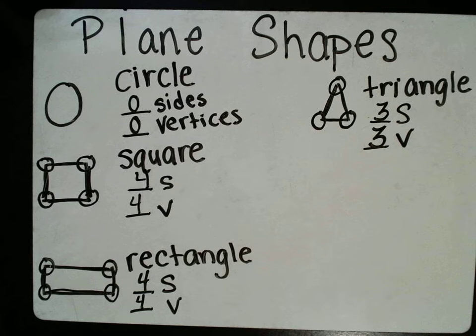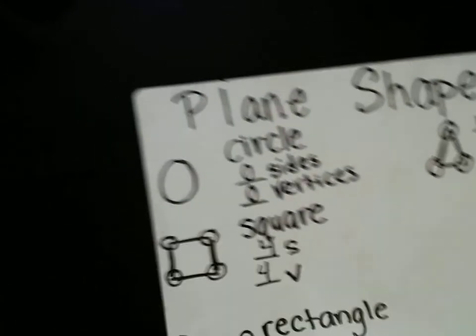So again, plane shapes, we can describe the shapes using the number of sides and vertices, and for some of them we have to tell whether the sides are equal or not equal. Those are our plane shapes we have to know. So let's move on to our next one.